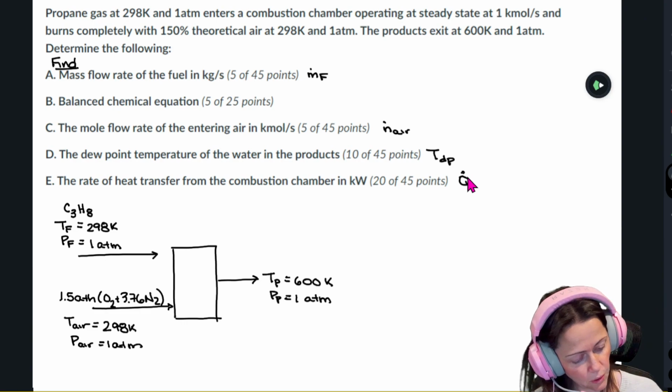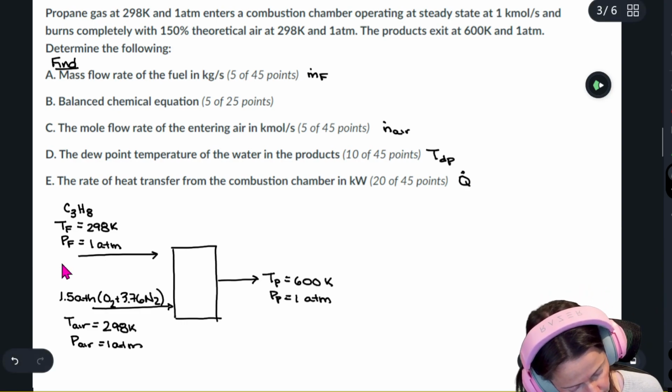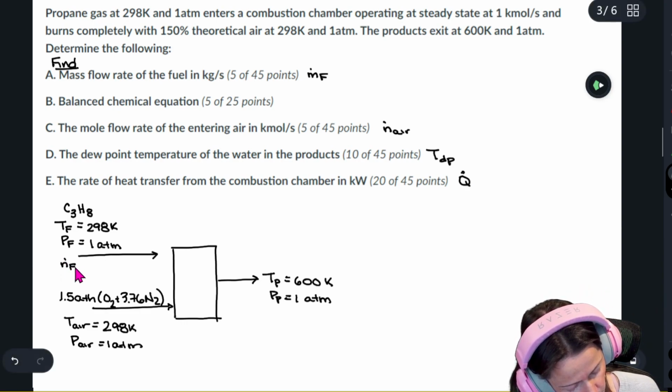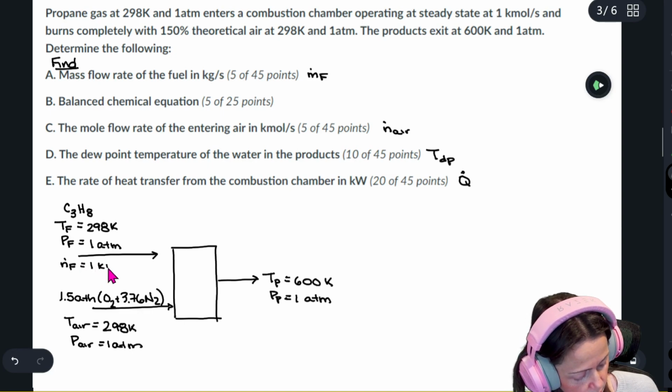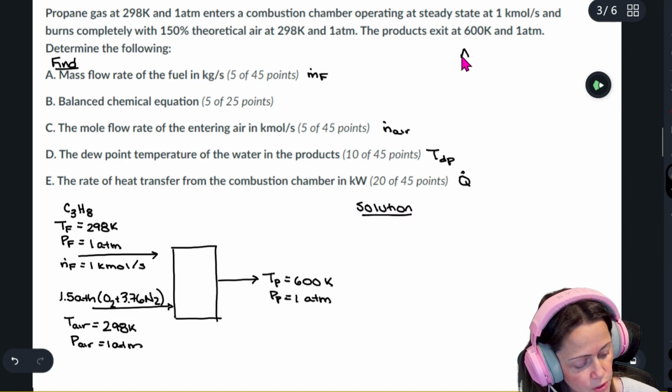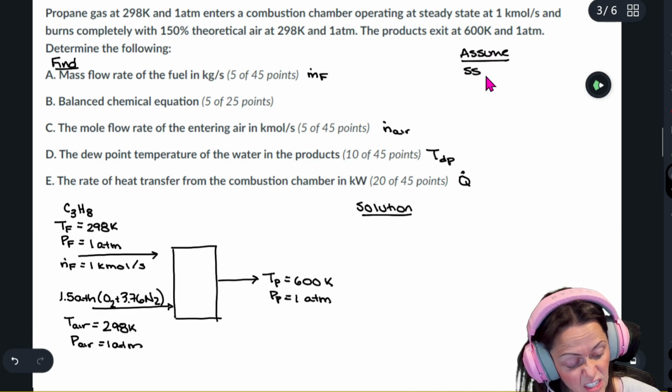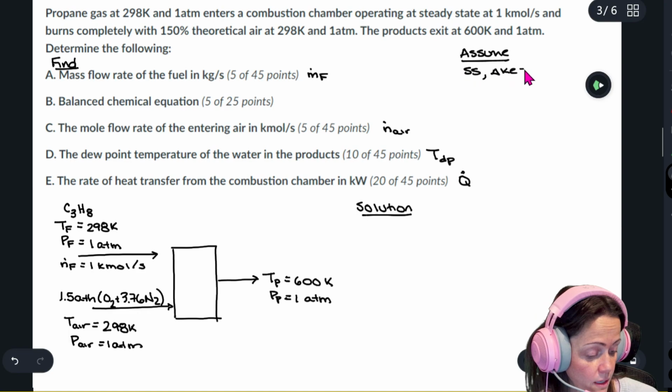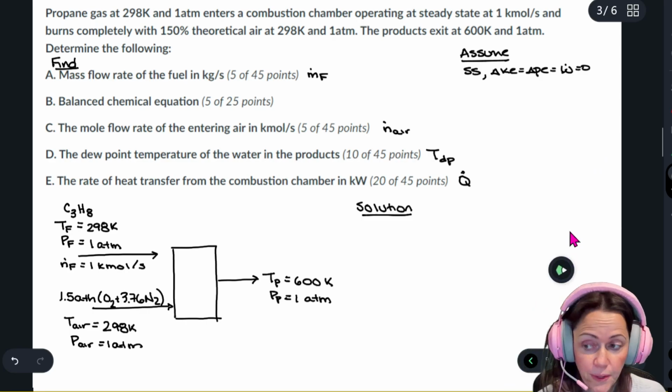Oh, and we are also given that fuel, I didn't write that down, but our fuel is coming in at 1 kilomole per second. All right, so I'm going to start working my solution over here. As far as your assumptions go, not too much. Steady state, changes in kinetic and changes in potential energy are negligible. We're also going to say W dot is equal to 0, and we'll be done there.